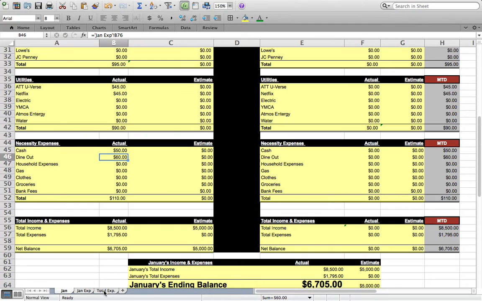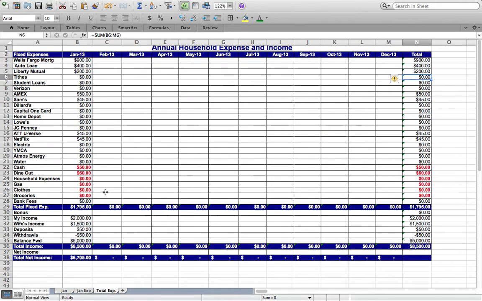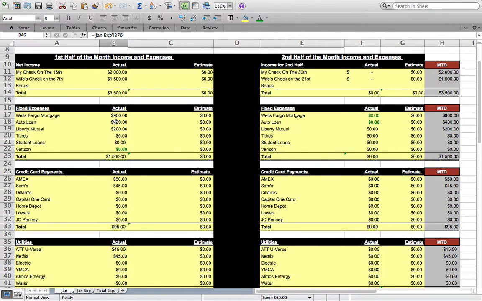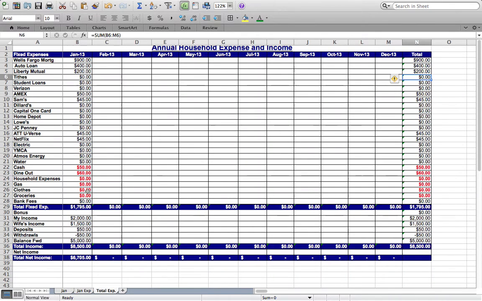Now to take it a step further, what I've created here is an annual household expense and income, kind of like a budget, kind of like a snapshot of what I've spent on an annual basis. So these are all of my totals for my mortgage or for your auto loan that you've entered here on the balance sheet. You see that you got your mortgage here, $900. And again, this is kind of a side note: I always pay my mortgage in 2 payments, which reduces the amount of time that you're going to pay on your mortgage.